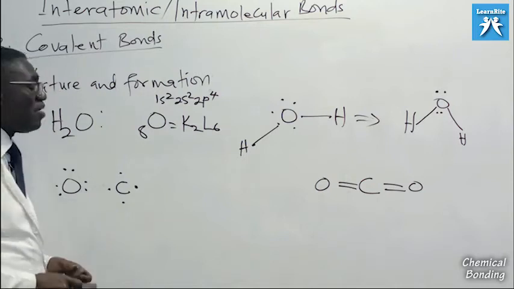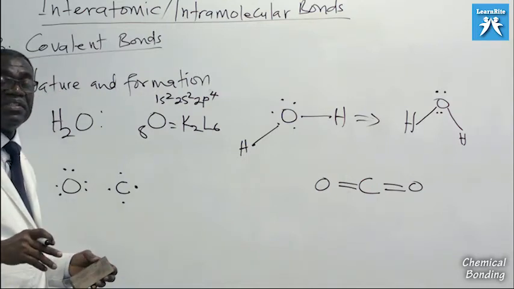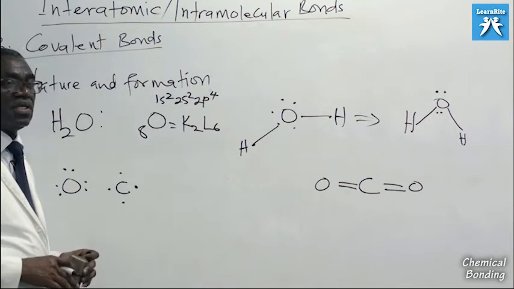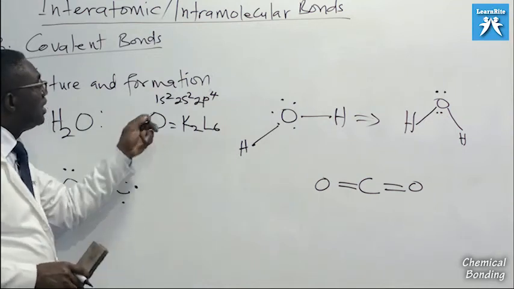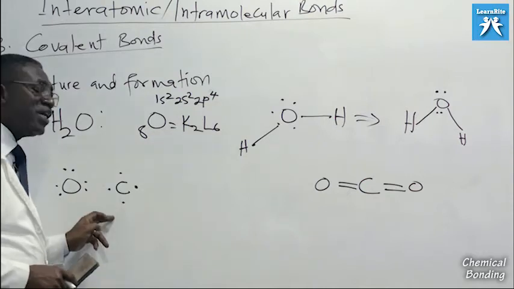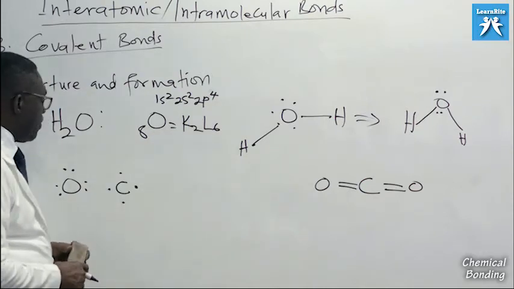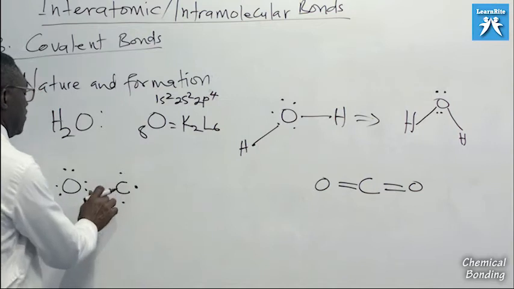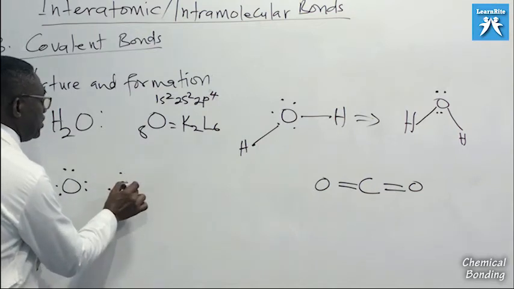When it comes to carbon, we have 4 electrons for it to complete its octet, please note on board. We have 4. We need 2 electrons to complete the octet for oxygen. We need 4 electrons to complete the octet for carbon. Carbon would therefore have this structure: 4 electrons in the outermost shell.